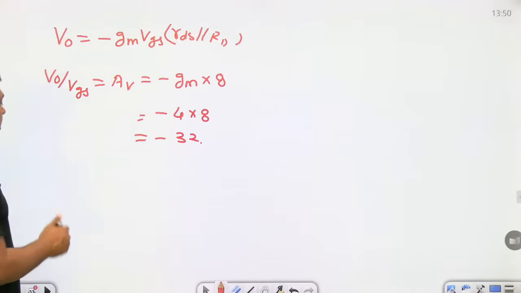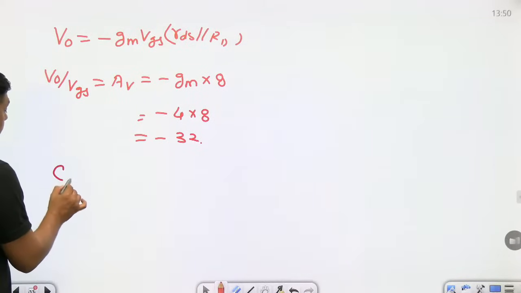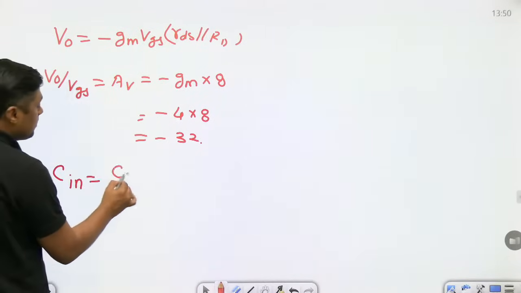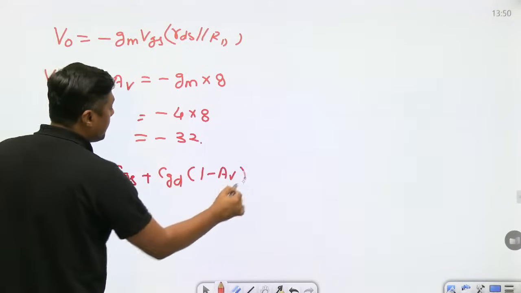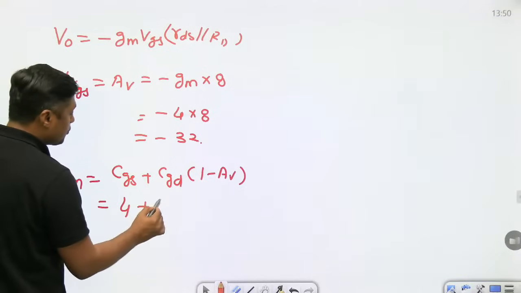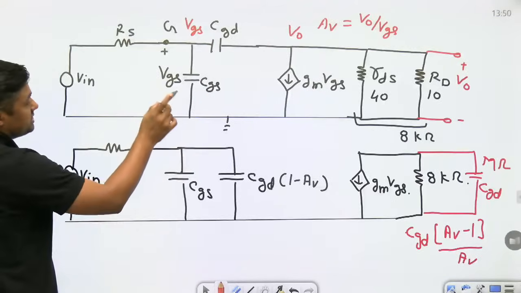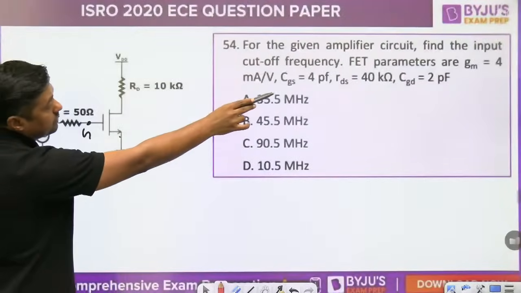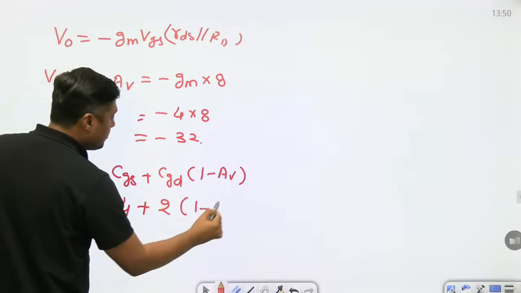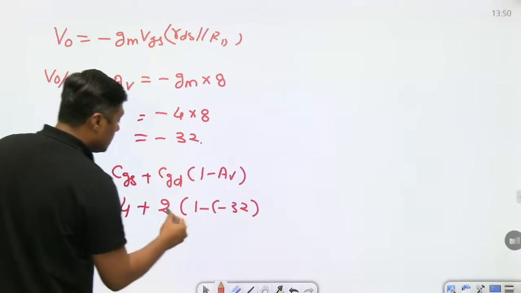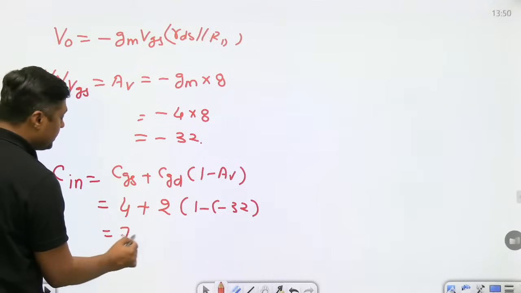What is the total input capacitance? It is given by CGS plus CGD into (1 minus AV). CGS is given as 2, and CGD is given in the question as 2 picofarad. 1 minus of minus 32 will become 66 plus 4, that is 70 picofarad.